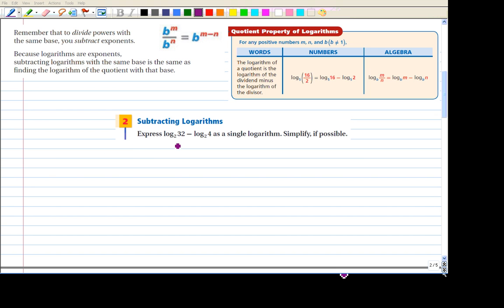So if we have express log base 2 of 32 minus log base 2 of 4 as a single logarithm and simplify if possible, because of that subtraction sign, I can make this into a single logarithmic expression of log base 2 of, take the first one divided by the second one, so 32 divided by 4. Well, 32 divided by 4 is 8. And 2 to what power will give me 8? Well, 2 cubed, or to the third power, gives me 8. So my answer is 3.